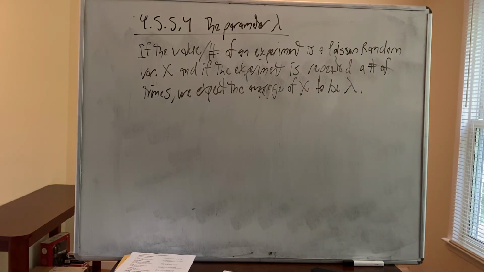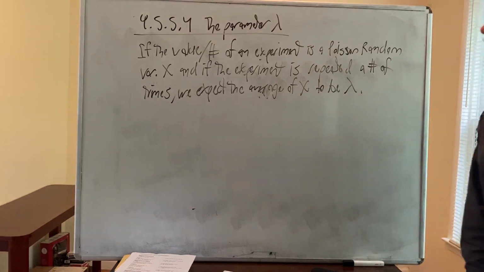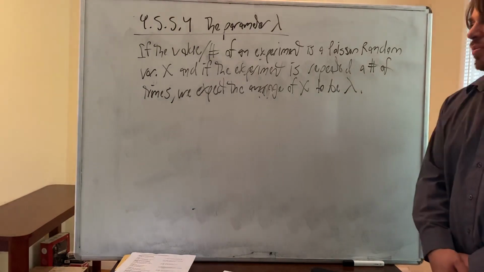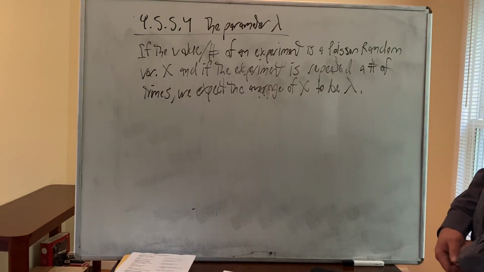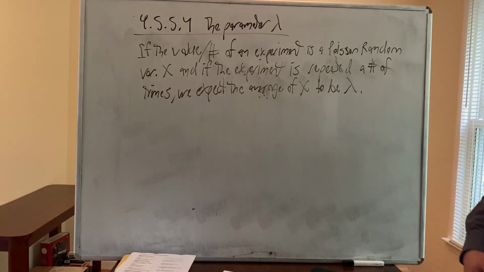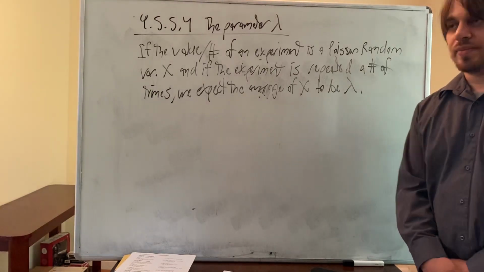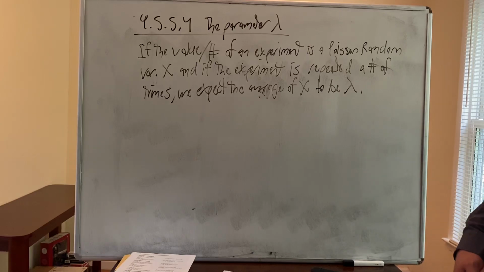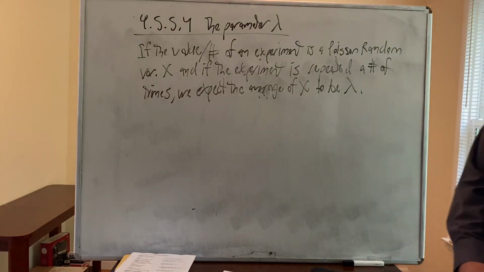So if the value or number of an experiment is a Poisson random variable X, then if the experiment is repeated a number of times, we expect the average of X to be lambda. Okay, so lambda is like the average here for a Poisson random variable. Okay, so we'll stop there and I'll see you next time.